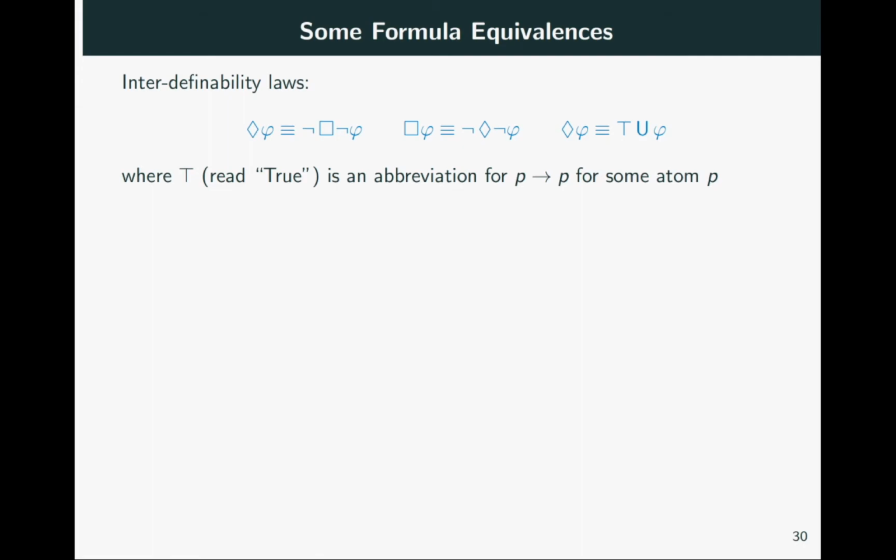So let's see what the intuition is behind these laws. Something being eventually true means that it is not always false. In other words, it is not always not true. So this explains this law. Similarly, something being always true means that it is not the case that eventually it will be false.